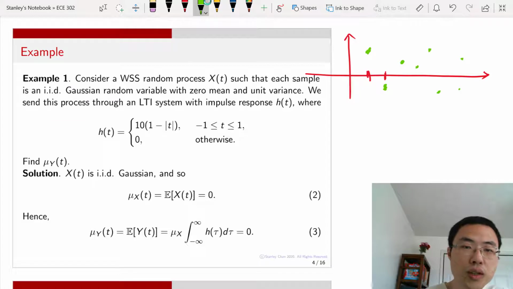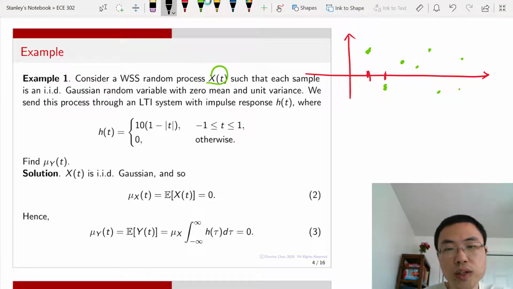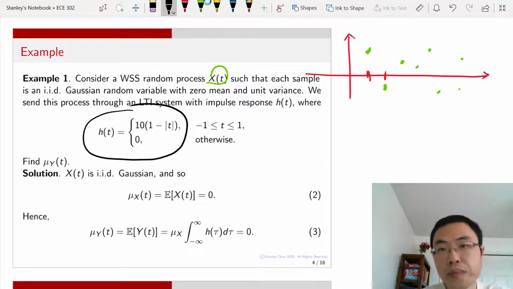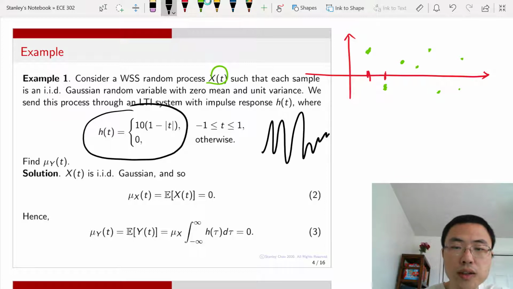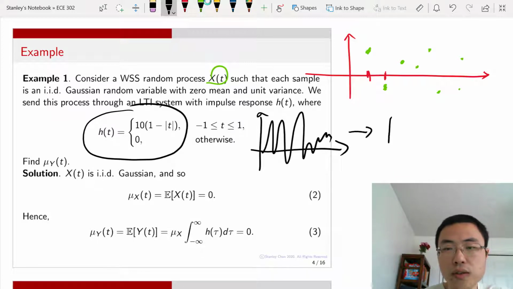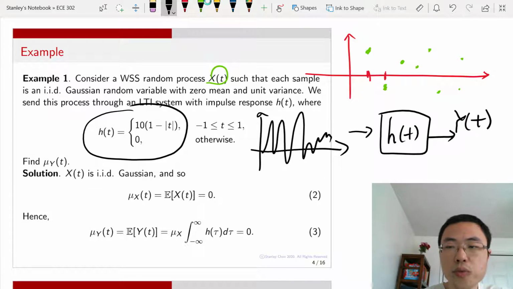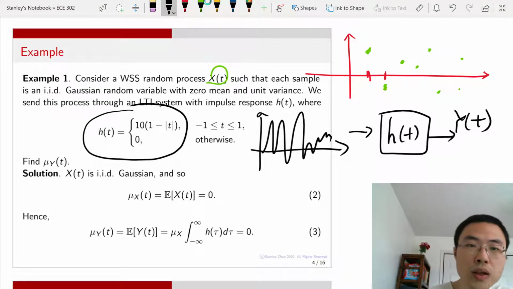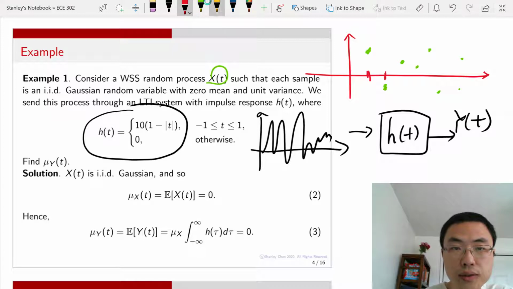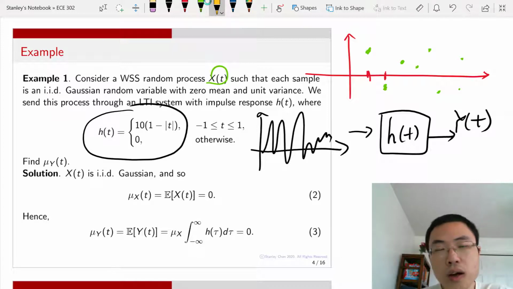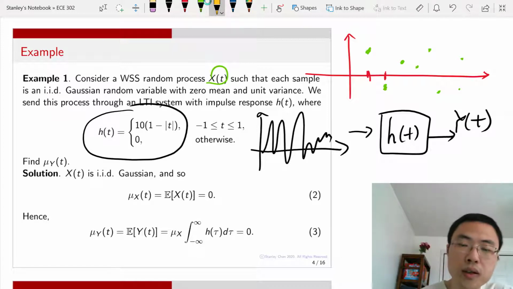Then you send this random process x of t through an LTI system with the impulse response given by h of t. And here is the expression of h of t. So you send this random process, where every sample is IID Gaussian, through this h of t. You ask what is the output. In particular, you want to ask what is the mean of the output. So without doing any calculation, we can ask ourselves, what do we expect to see?